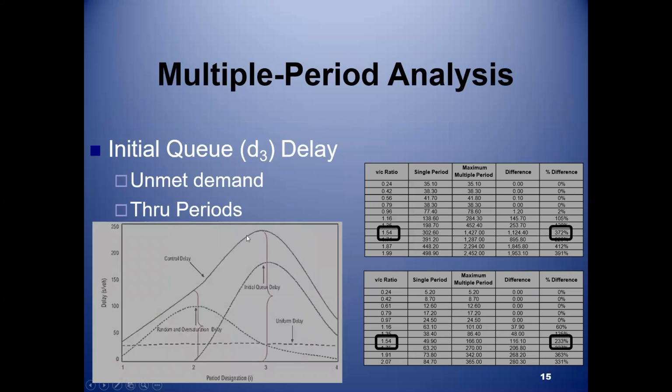When the V/C ratio gets up around 1.5, look at the difference. If you do this incorrectly, you're going to get about 100 seconds of delay. That's what you get when you have a V/C ratio equal to 1. But if you do it correctly, you're going to have 372 seconds of delay. That's very different, which is correct. Think about that congested signal you went out and you counted cars for.